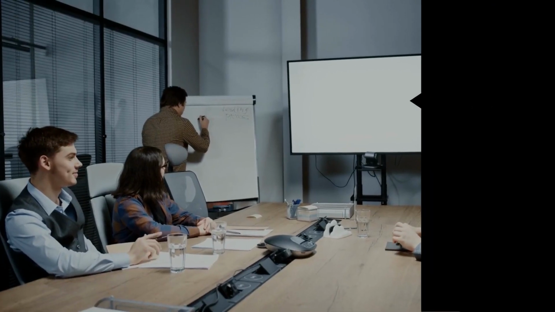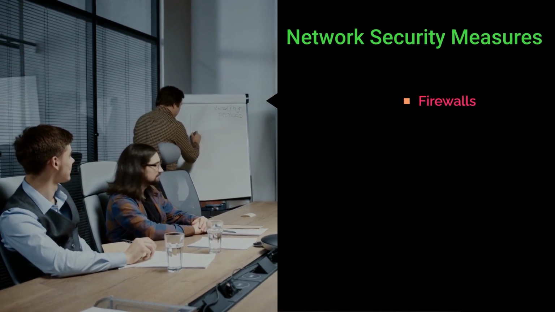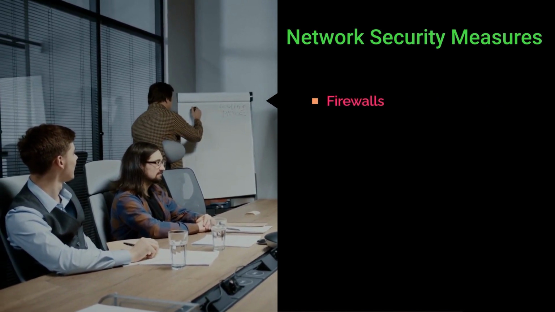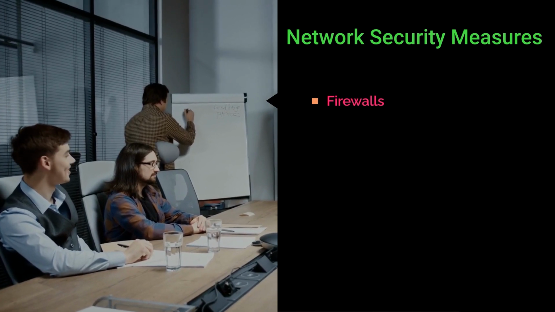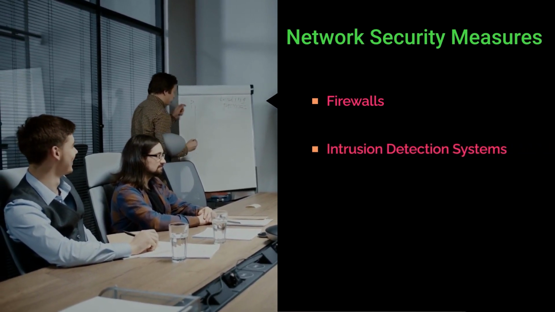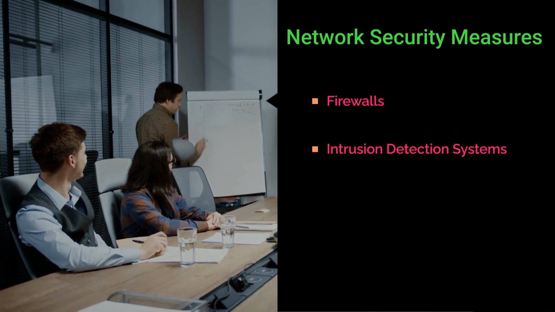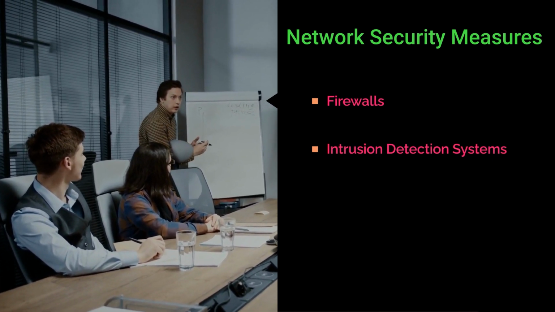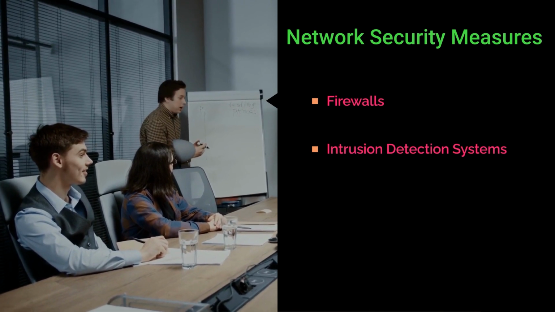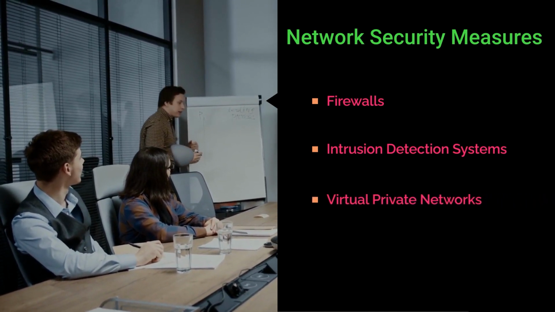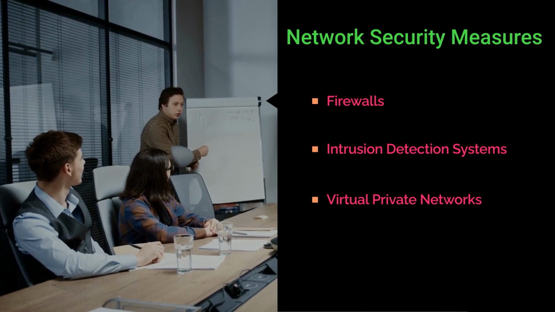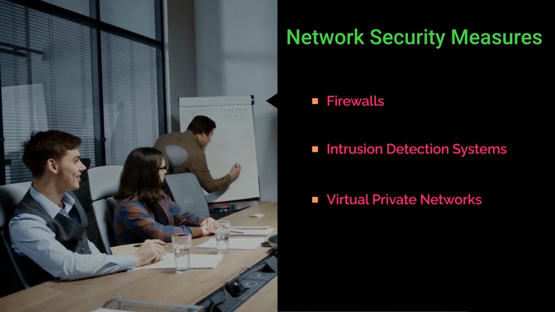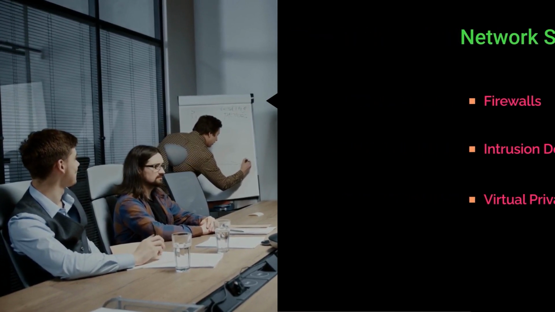Network security measures. Firewalls protect networks from unauthorized access and cyber threats by filtering incoming and outgoing traffic. Intrusion detection systems, IDS, and intrusion prevention systems, IPS, monitor network traffic for suspicious activity and take action to prevent security breaches. Virtual private networks, VPNs, securely extend a private network across a public network, usually the Internet, to enable remote access and secure communication.